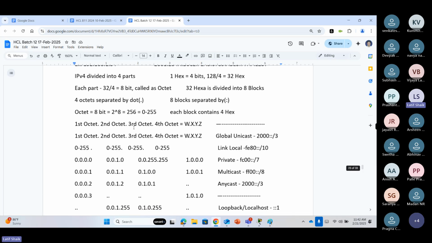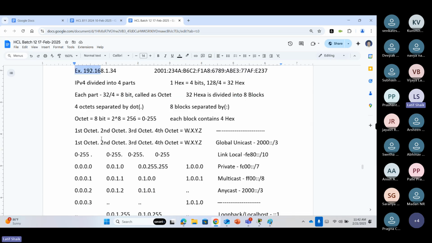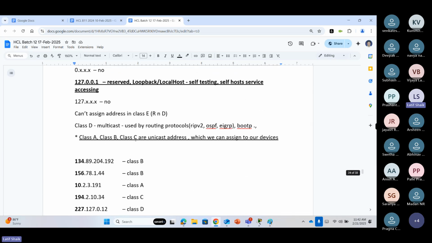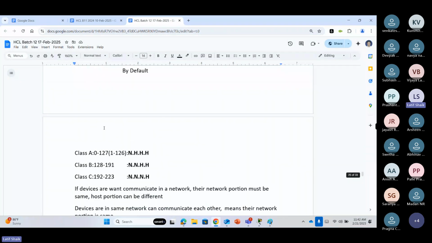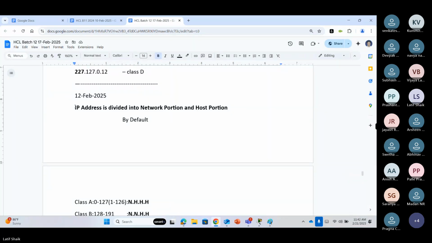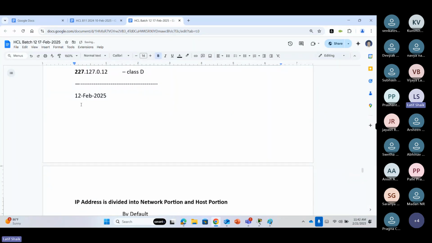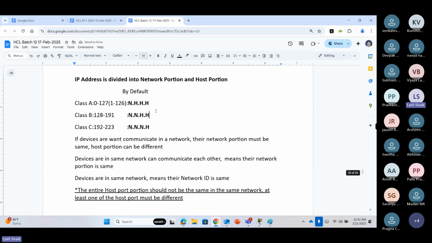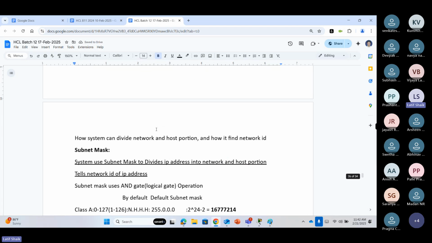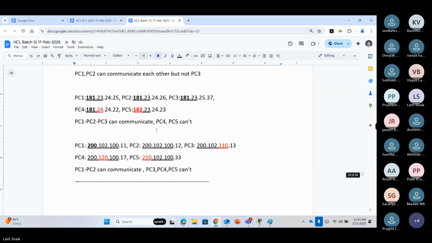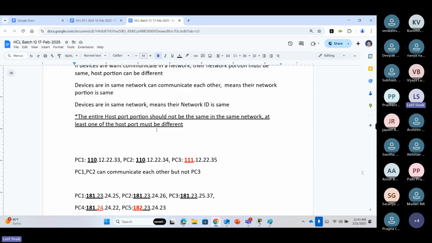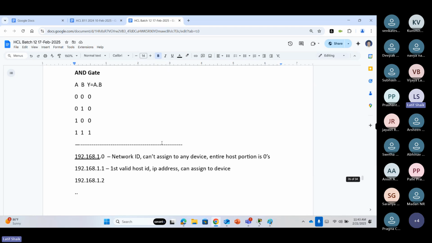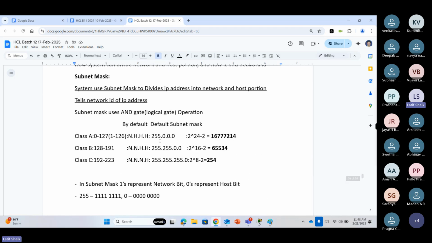Okay guys, these are a few points about IP address classes. Then we'll discuss network and host portions, and the subnet mask. What is meant by subnet mask, and a few other things we'll discuss.